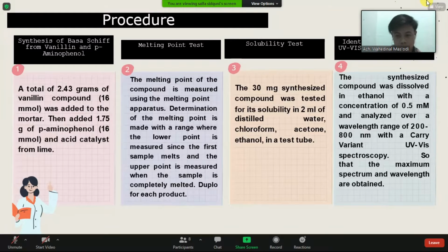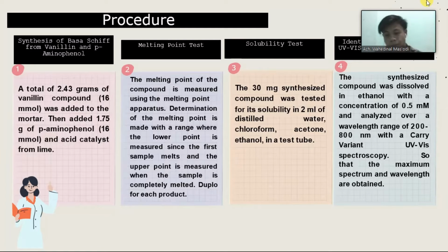And then identification by UV spectroscopy. The synthesis product in ethanol with a certain concentration is analyzed in the ultraviolet range of 200 until 800 nanometer with a Cary Varian UV spectroscopy.